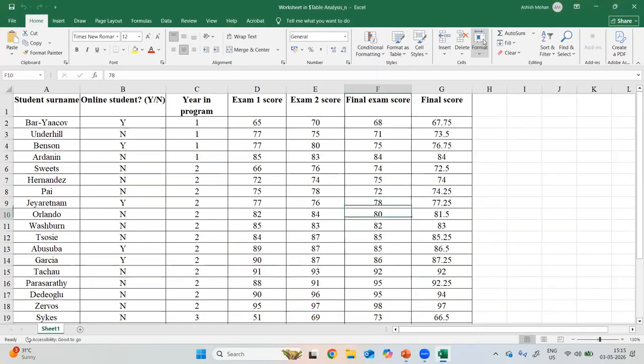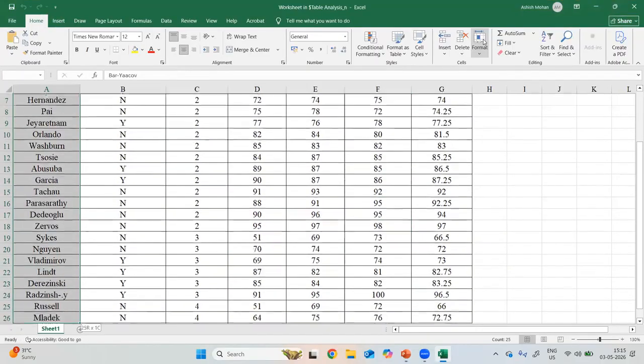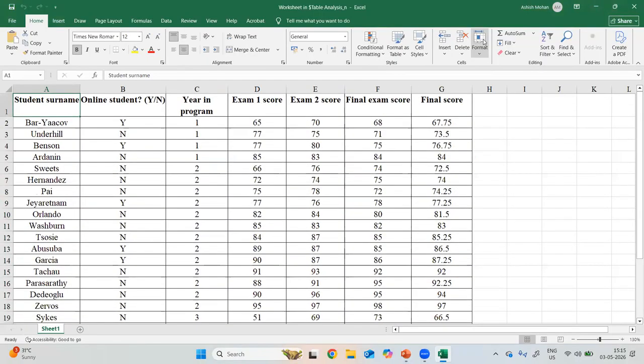So this is the data for 25 students. Whether that student is an online student, which year is that student in, exam 1 score, exam 2 score, final exam score, and final score. Now, notice what the question is mentioning: how is this final score calculated? As a weighted mean of exam 1 score, exam 2 score, and final exam score.